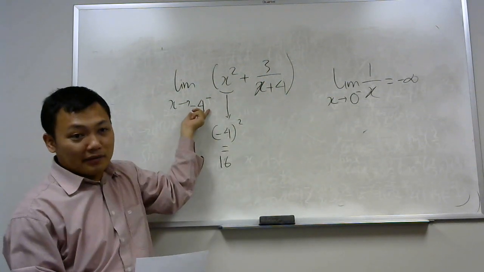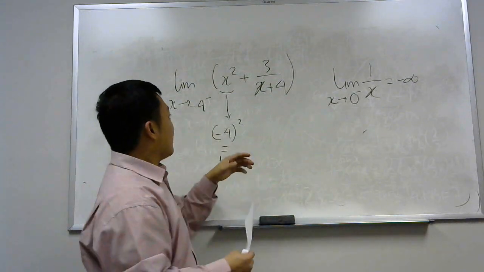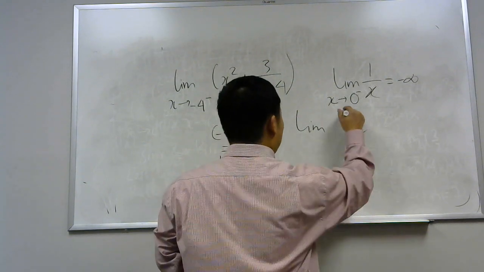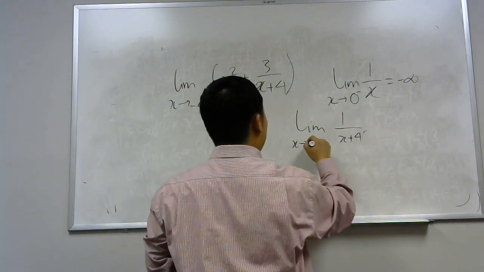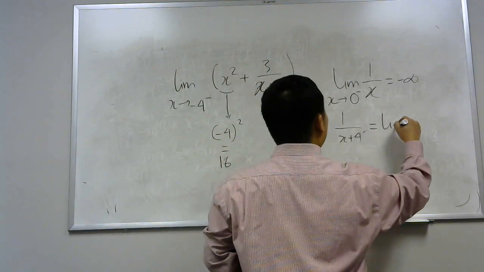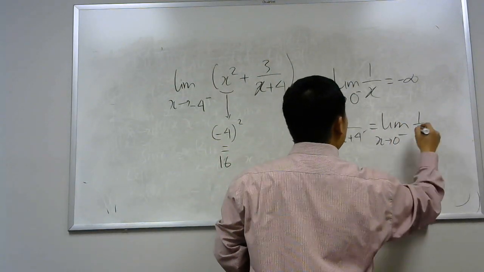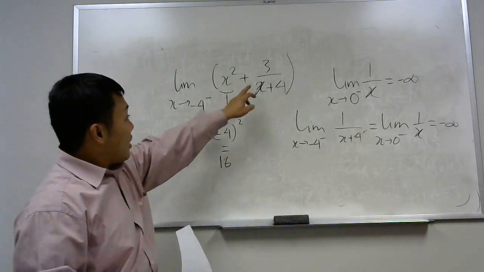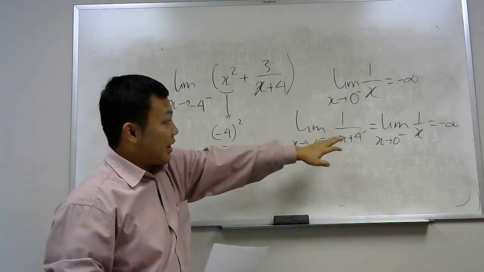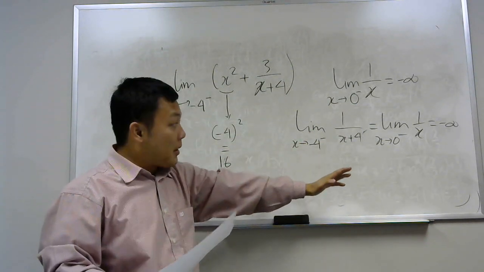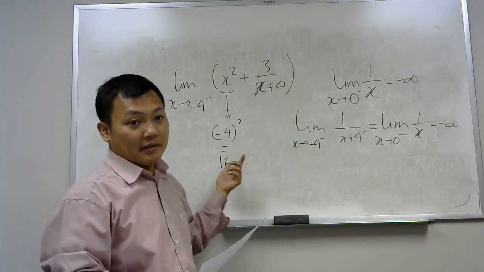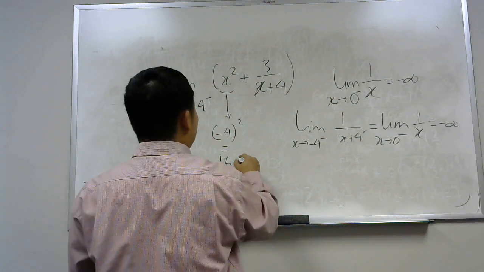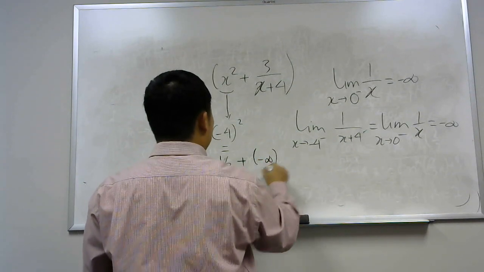Again, I consider at negative 4. So I would say the limit of 1 over x plus 4 when x goes to negative 4 from the left is nothing but the limit of 1 over x when x goes to 0 from the left, which is negative infinity. So once you have negative infinity, 3 times negative infinity is just negative infinity. Negative infinity plus 16, you still get negative infinity. So I can write this equal to 16 plus negative infinity, which is negative infinity.